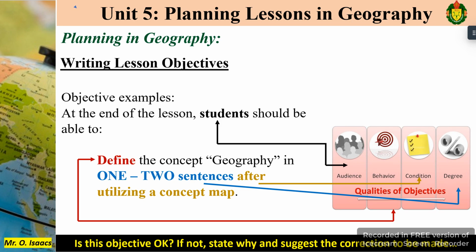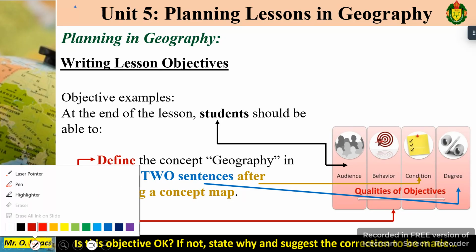So now we're going to look at some examples to ensure that you have a good idea of how to put together your lesson objectives, and to also see objectives that will be faulty and how you can avoid writing objectives like these. So remember, we use the ABCD approach. So let's look at this example.